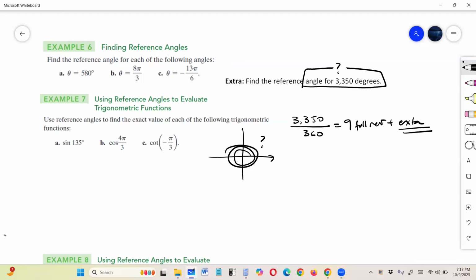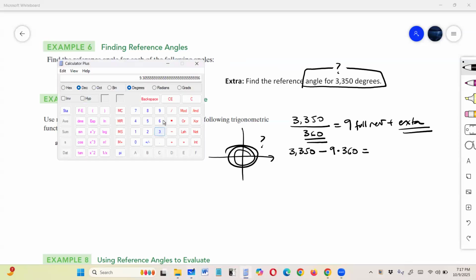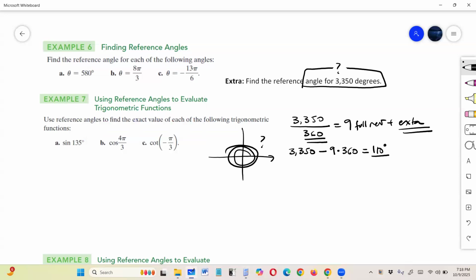All right, so now how do I find the extra? This is what you're going to do. You're going to do 3,350 minus 9 times the full revolutions. Okay, and this is going to give me the extra. So 9 times 360, and this is going to be subtracted from 3,350, which is 110 degrees. Now, this is the extra from the 9 revolutions.